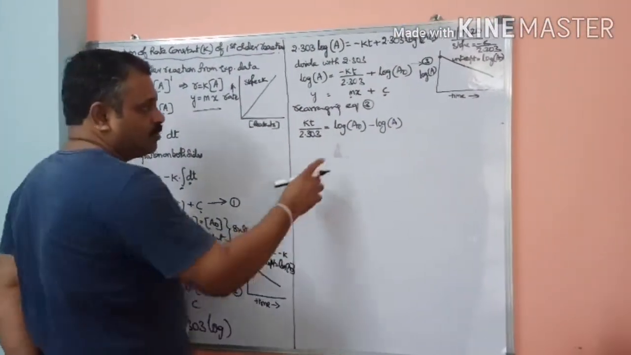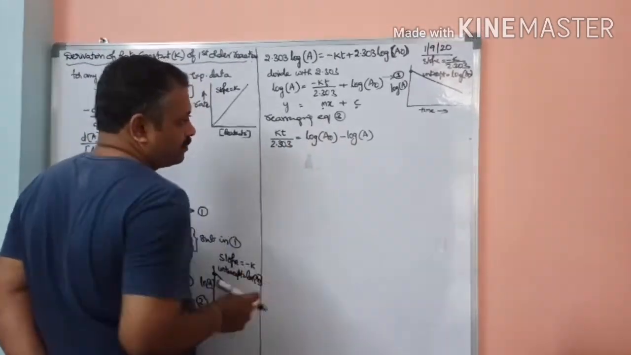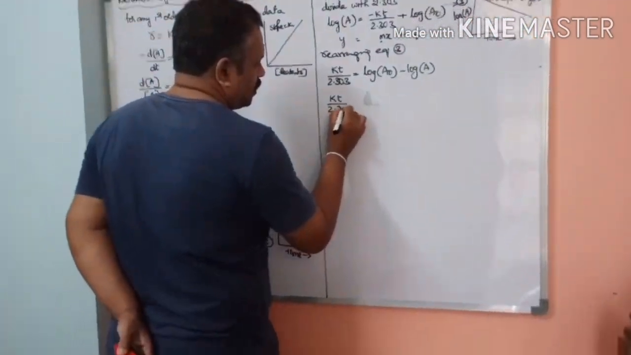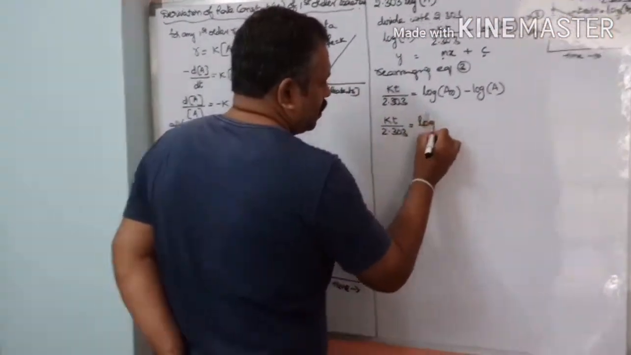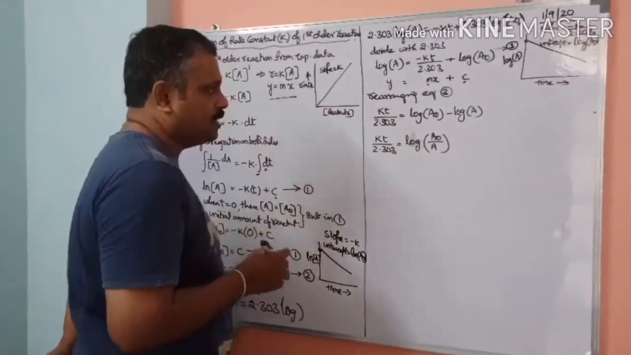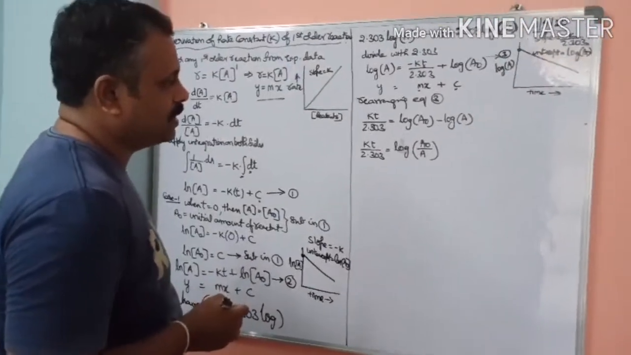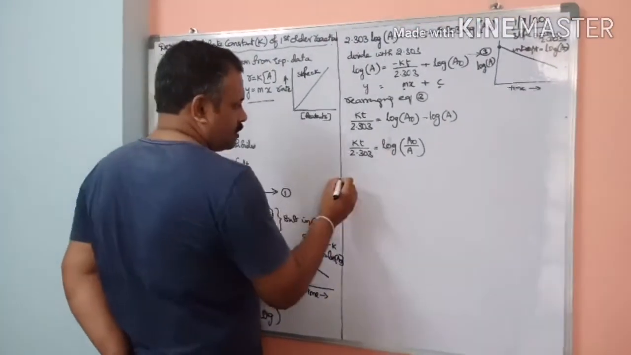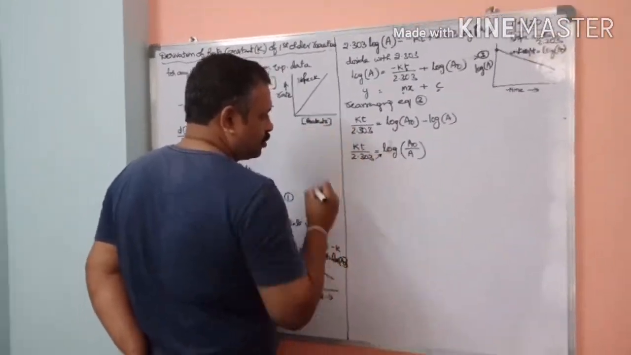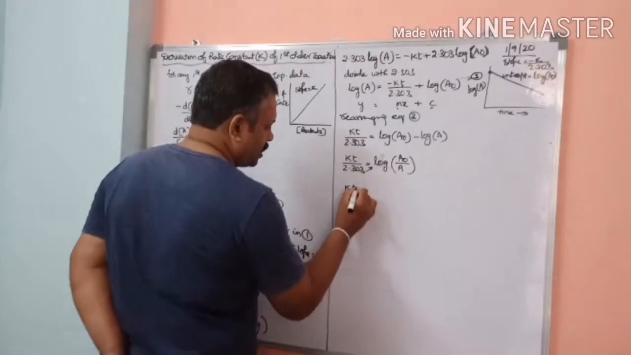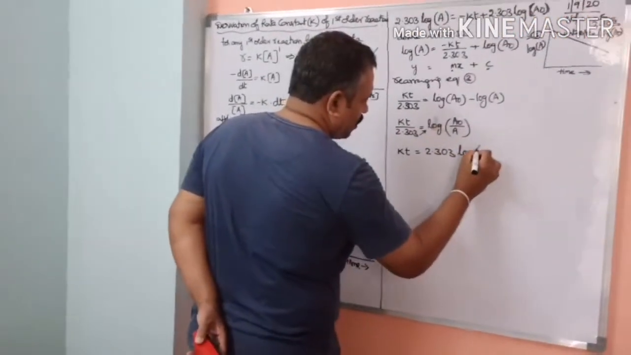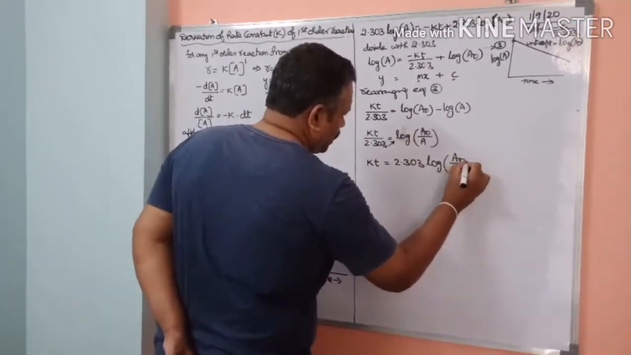So that expression is now in the form of log A minus log B. As per logarithms, it can be written as log of A naught by A. kt by 2.303 is nothing but log of A naught by A. So again rearranging, you can send the 2.303 term to the other side. So the expression turns out kt is equal to 2.303 times log of A naught by A.